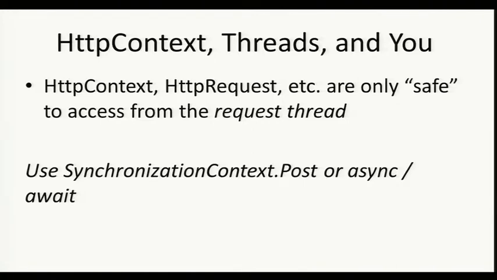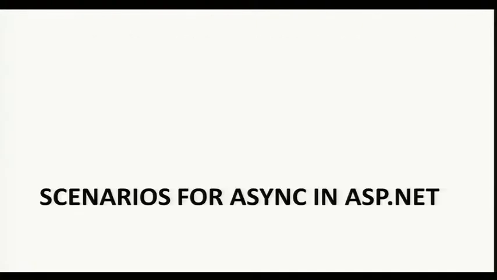But if you're on just some arbitrary background thread and you need to access them, we recommend that you do it via a call to synchronization context.post if you're on 4.0 or below, or if you're on 4.5, just use the async and await keywords, which will do the right thing automatically for you. And you'll actually see these demoed here in a few minutes.